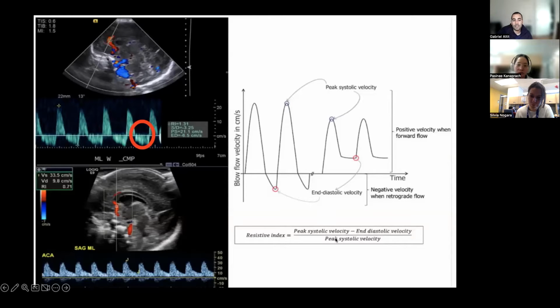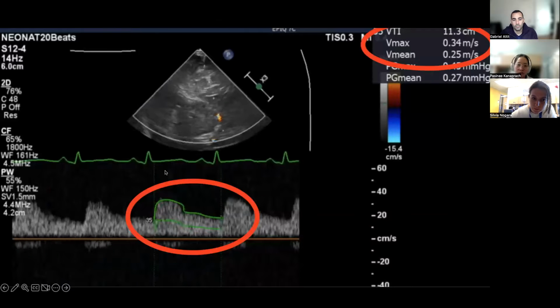And typically we say that in PDAs that are insignificant, values of 0.8, 0.85 and below are typically within normal limits. So this particular patient you can see has an RI of 0.71 versus this patient is above 1 because it has some retrograde flow. So this is an example of how we would trace it. We would get the Vmax, we would get the end diastolic velocity, and we can also get what we call the mean velocity by tracing. So that's the mean or the average velocity throughout the cardiac cycle.